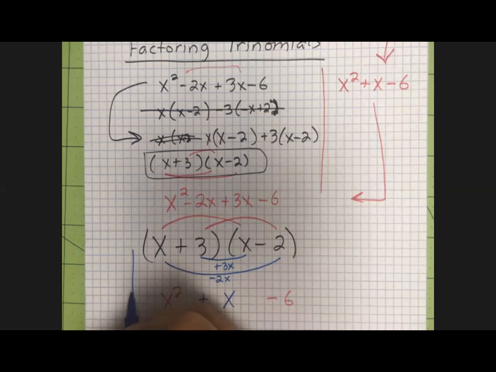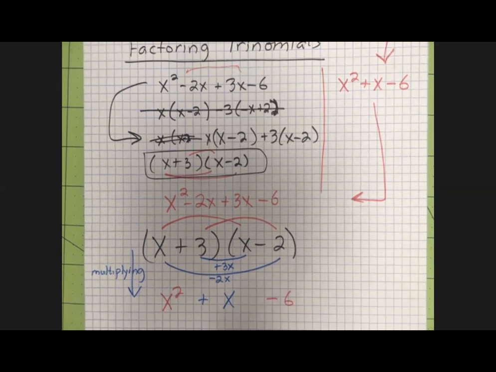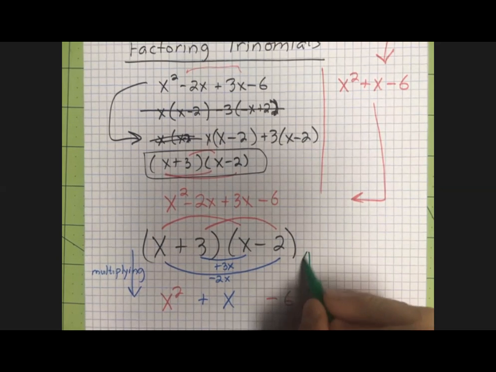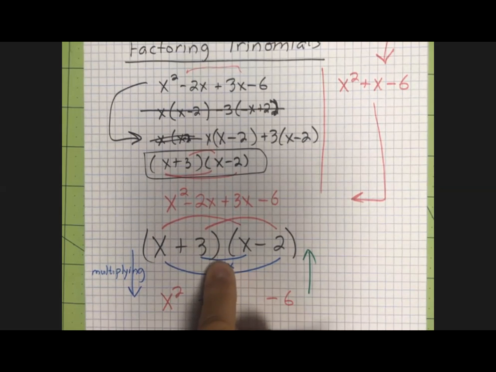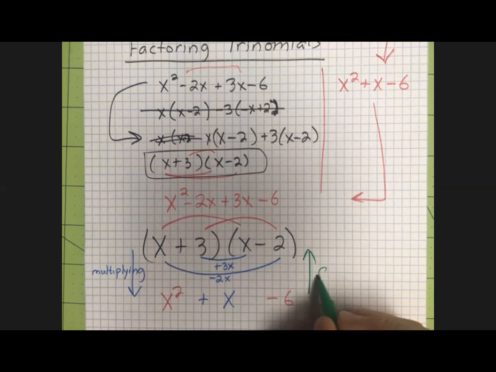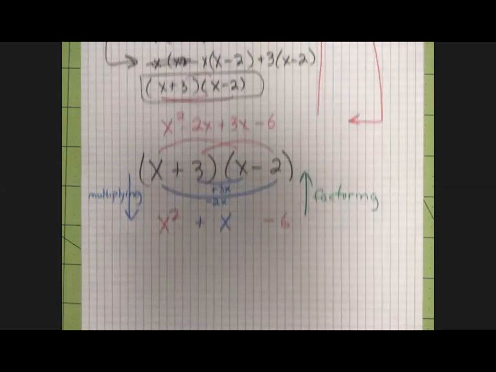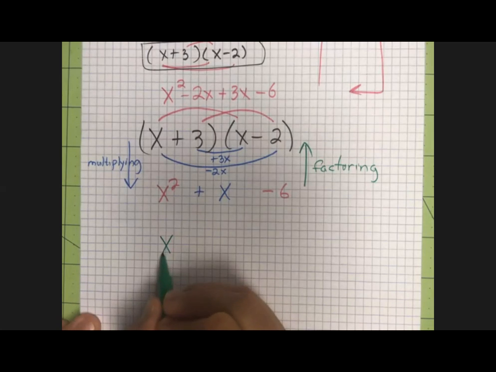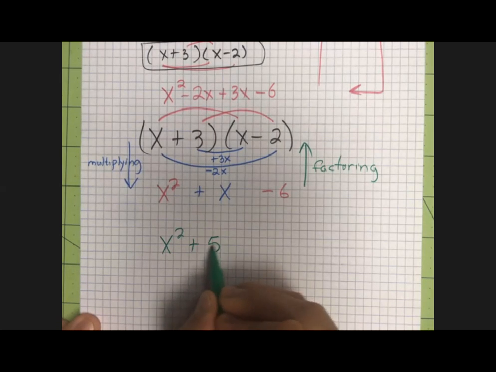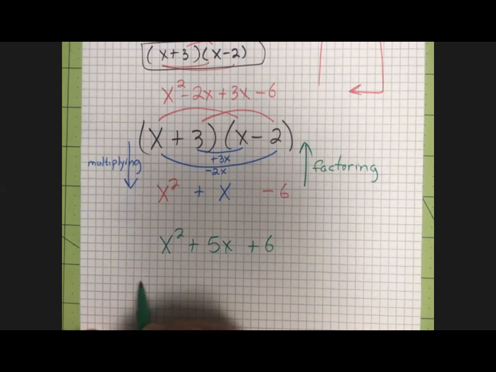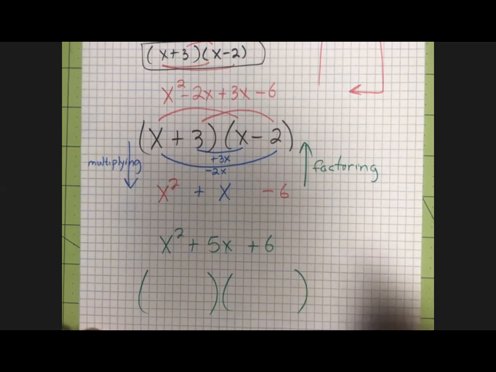So instead of multiplying, factoring is just multiplying backwards. I want to go from this 3-piece polynomial to these 2 binomials. Factoring is just multiplying backwards. So I try another one, x squared plus 5x plus 6. And let's see if you can multiply backwards.